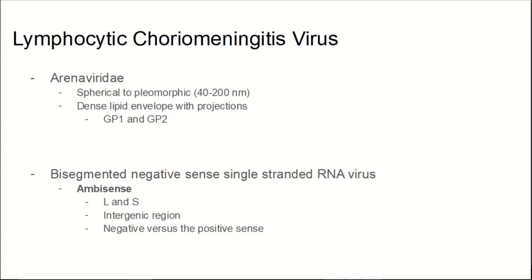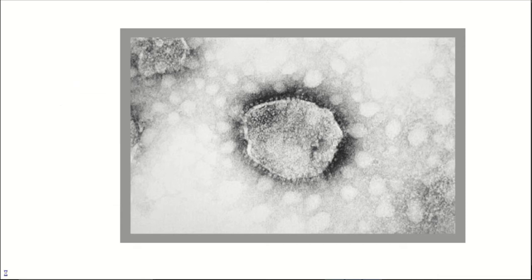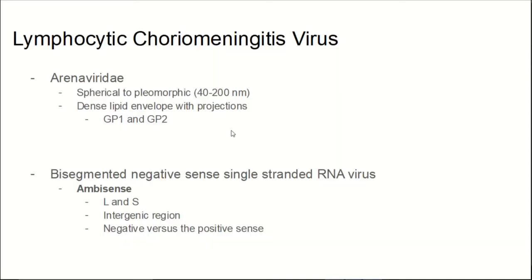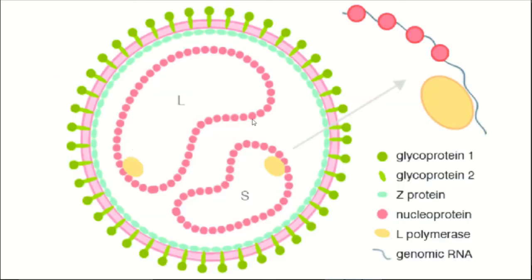It is an Arenaviridae. Arena means grainy sand because in the electron micrograph here we see these particles and it looks like sand. So that's where it gets the name from. And it has a dense lipid envelope with projections of GP1 and GP2. Here we can see it clearly.